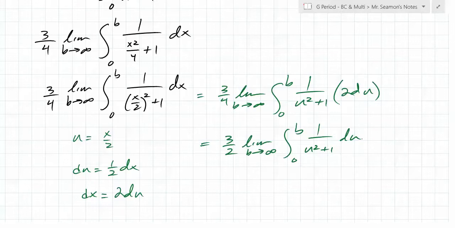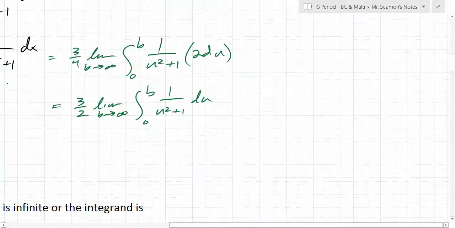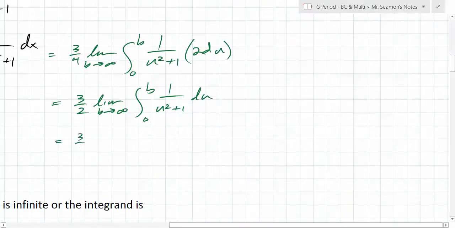Can we now actually do the integral? No. We know what it is now, right? So now what do we have? 3 over 2 times the limit as b goes to infinity of what?